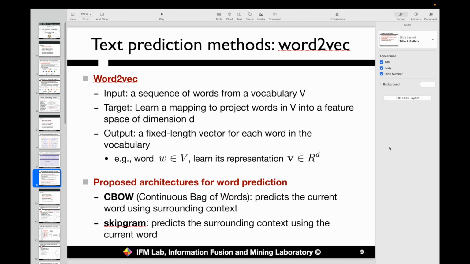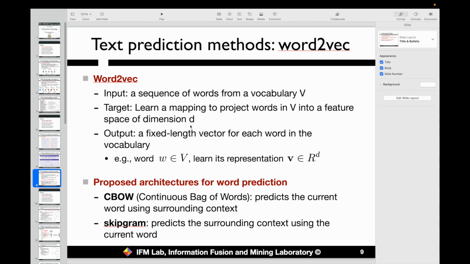In word to vector, we have the inputs, also we have the desired outputs, right? For the input we have a sequence of words from a vocabulary. We have the word sequences, which are very similar to a sentence or documents. And we also have one predefined vocabulary set, like V as shown here. The main target we are studying for the word vector or the word embedding problem is to learn a mapping to project the words in the vocabulary set into a feature space of dimension D.